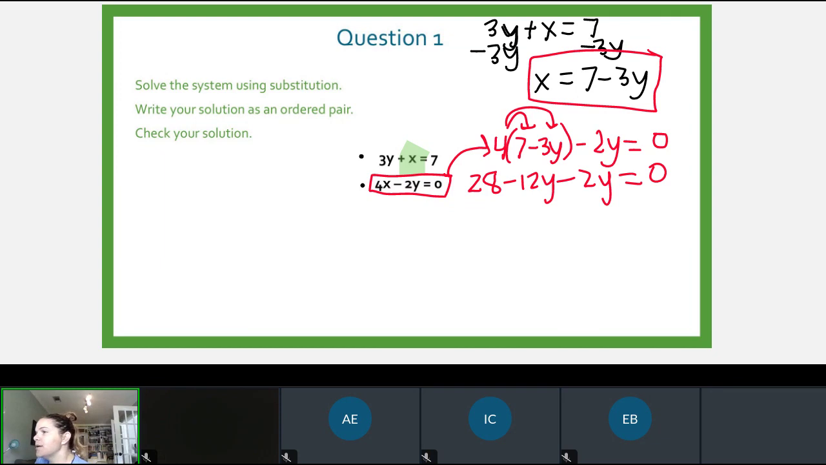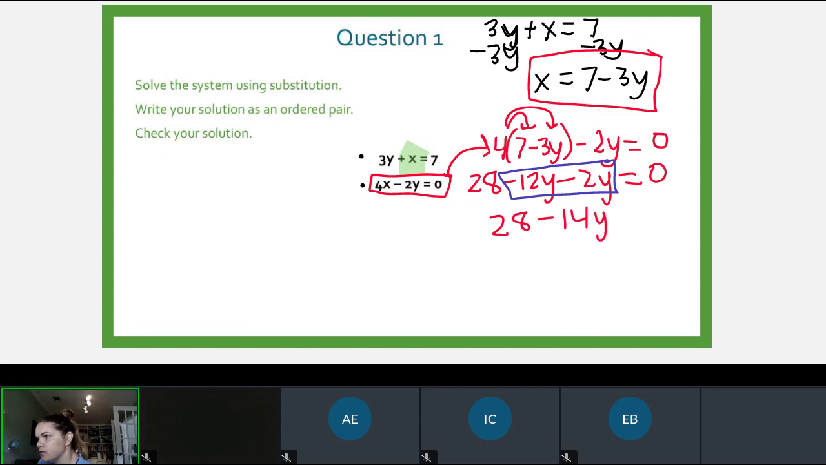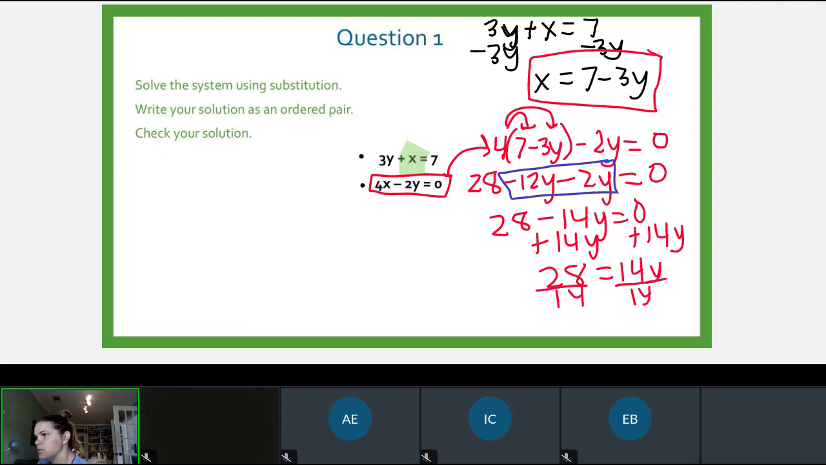I am now going to combine like terms. Negative 12y minus 2y gives me negative 14y. I'm going to add 14y to both sides. So 28 equals 14y. Divide by 14. So the y value then is going to be 2.